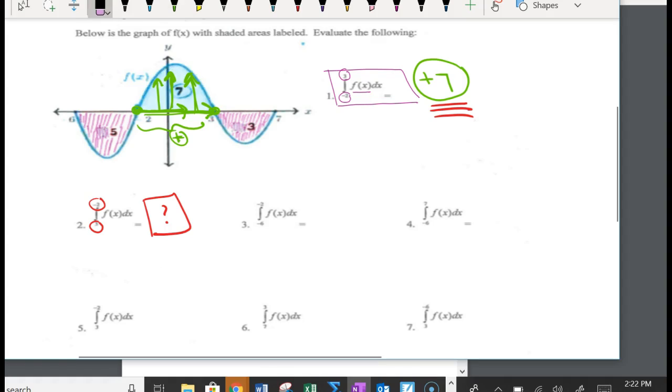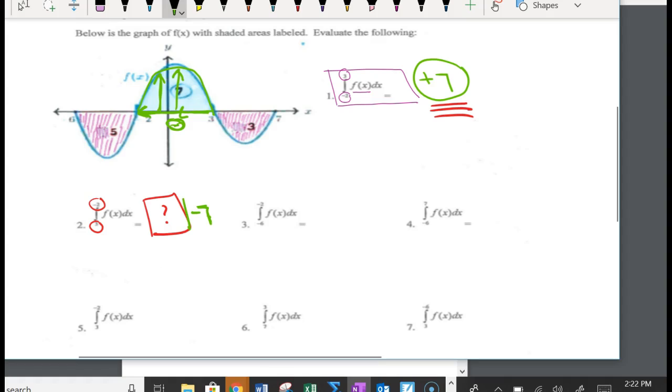Let's come back to this idea for question number 2. We're looking at the same region here, but notice something: I'm going from 3 to -2. I want you to think of this dimension, this length, say, as a negative. It's a negative length, but look, f of x is above the x-axis, so a negative length times a positive height, the net signed area is going to be -7, all right?